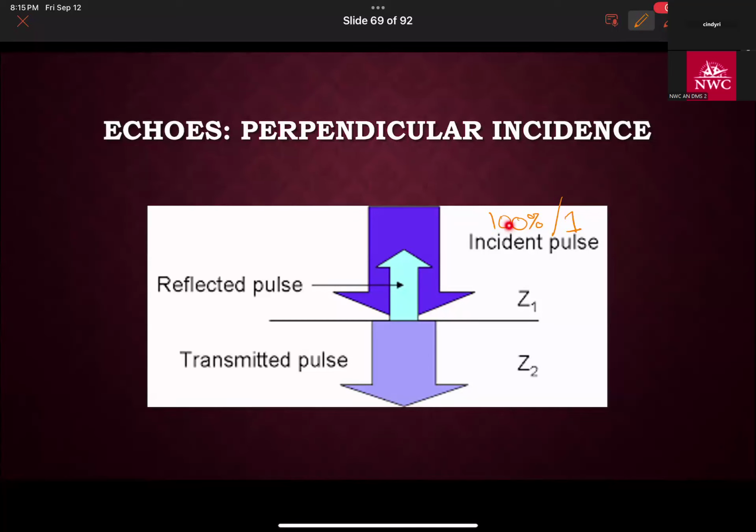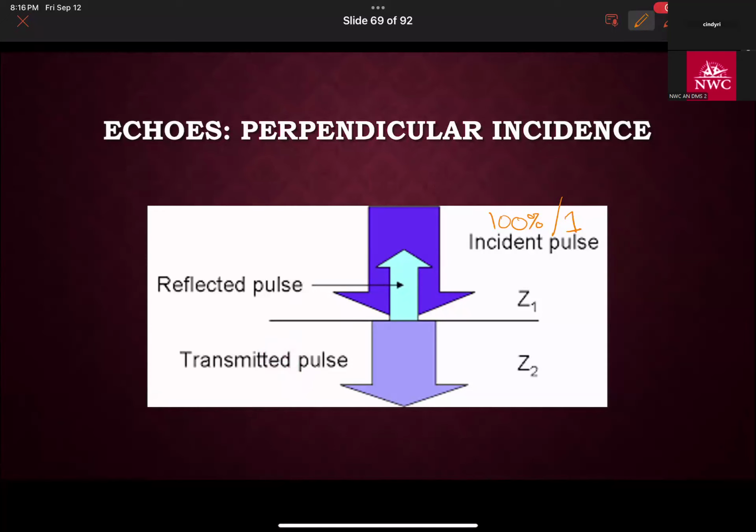So if this is at 100%, the transmitted and the reflected, when these two are added together, must equal the incidence. So the reflected pulse plus the transmitted pulse must equal the incidence. This plus this must equal 100% or 1. So if I say that most of the pulse was reflected at the boundary, then you could assume that the transmission pulse was very small, right?